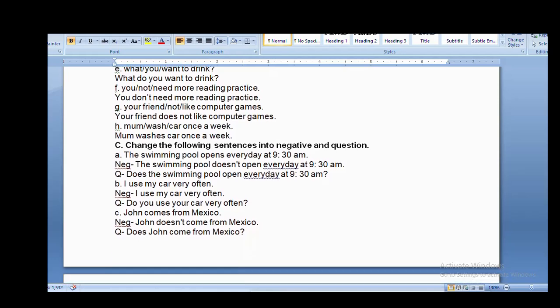Now change the following sentences into negative or correct. So every sentence we have to change into negative as well as into interrogative, any questions. The swimming pool doesn't open every day at 9:30 a.m. And does the swimming pool open every day at 9:30 a.m.? I use my car very often. So one negative, I use my car very often. It is already negative. And do you use your car very often?